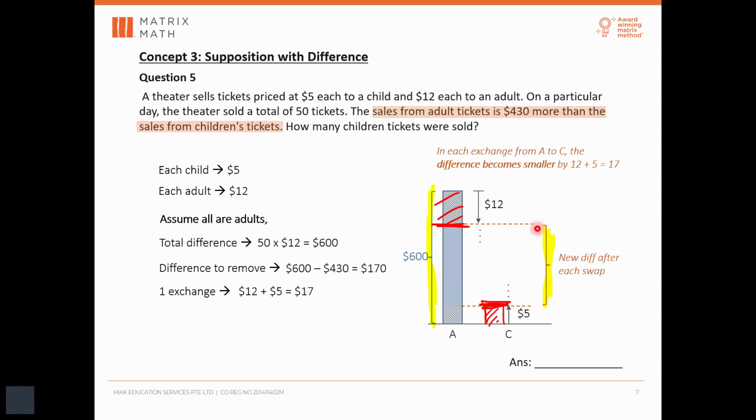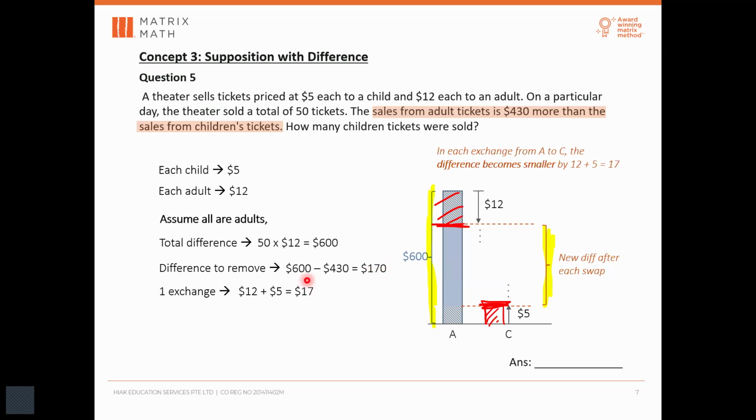This is the important thing that you need to understand. When one goes down and one goes up, the difference becomes even smaller by the sum of that change. That is actually the difficult part, understanding this one exchange. If you can understand this, now the thing is, your difference will keep shrinking by 17, by 17, by 17, until it gets to a point that you want.